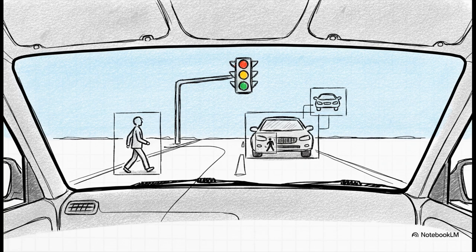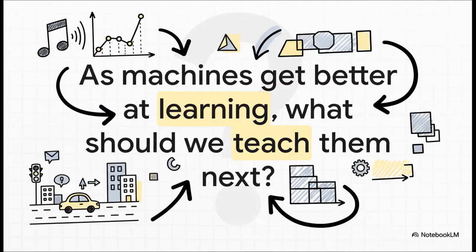They're a mix of everything, really, but they rely heavily on reinforcement learning to figure out the best, safest driving policies through millions of miles of simulated trial and error. So from predicting which song you'll like to actually driving our cars, machine learning is totally changing our world by letting computers learn from experience. And that really just leaves us with one massive question to think about. As these machines get better and better at learning, what should we teach them to do next?